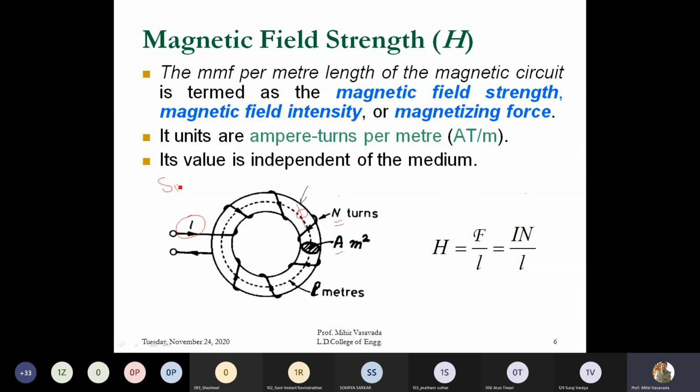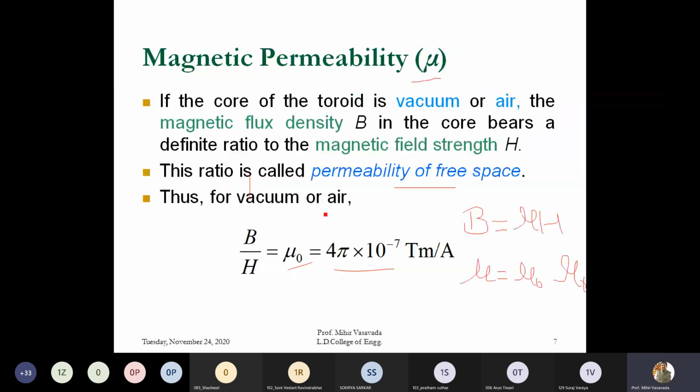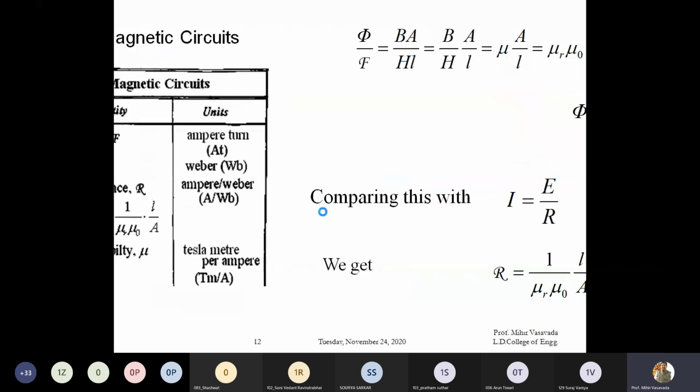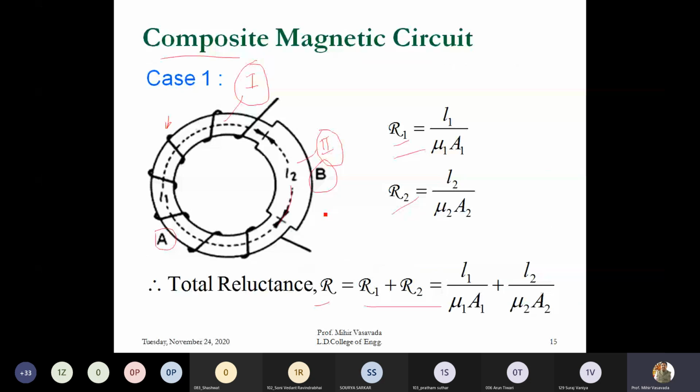Why simple? Because it's one type of material, only one magnetic material. But now we will move to the composite magnetic circuit, which has more than one type of magnetic material, material 1 or A, or material 2 or B. In the first case, both materials have different lengths. L1 is different, L2 is different. The material is also different, so mu also changes.